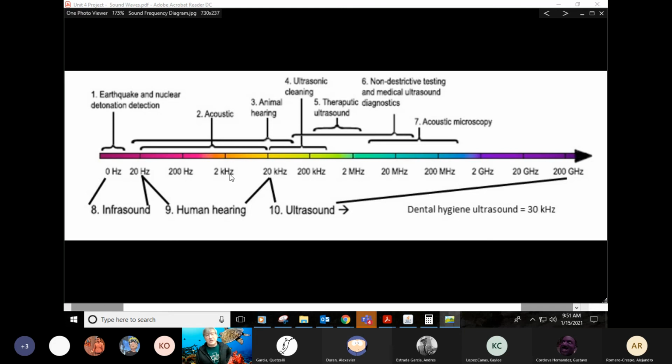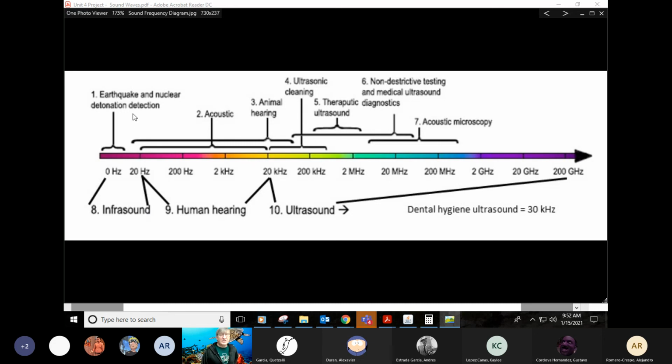So humans hear from 20 to 20K. Below that, we call it infrasound. Infra means below. And above that, we call it ultrasound, which means over or above. This is above human hearing. This is below the range of human hearing.